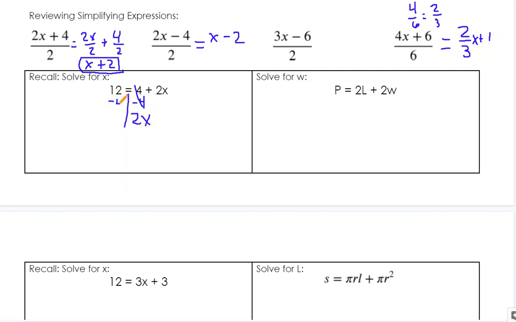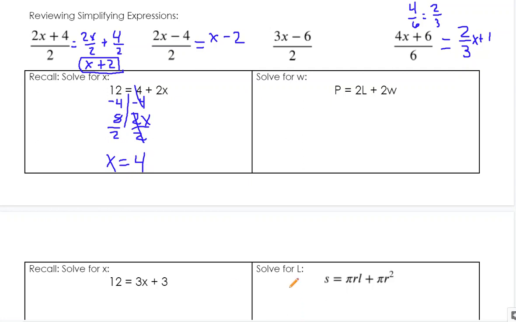And I would do the same thing over here. 12 minus 4 would give me 8. And then I would divide by 2 to get rid of these and leave me with x. And then divide by 2. 8 divided by 2 equals 4.